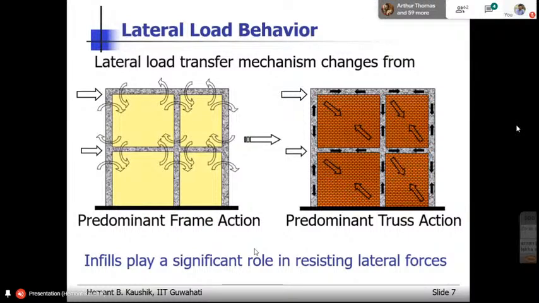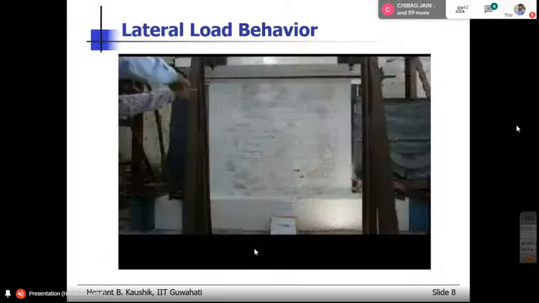But then we don't consider this change in the behavior when we design our buildings. We don't consider that infills play such an important role in resisting the lateral forces. So just to show you what happens in real life, do we really get these X cracks? Do we really have that strut formation?